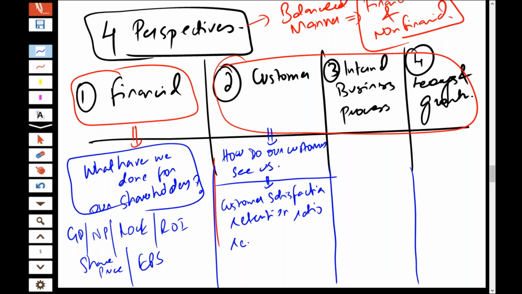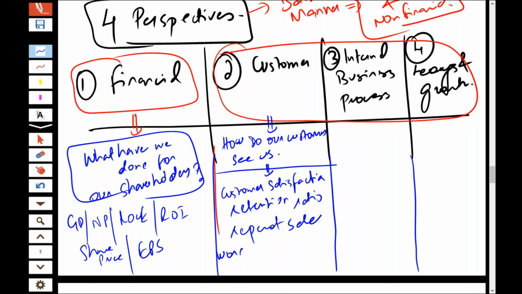You would be measuring the repeat sales, the warranty claims, the complaints, etc. You'll be measuring all of them. So basically, the metrics that we discuss with respect to quality, the metrics that we discuss with respect to customers, all are going to be combined here.